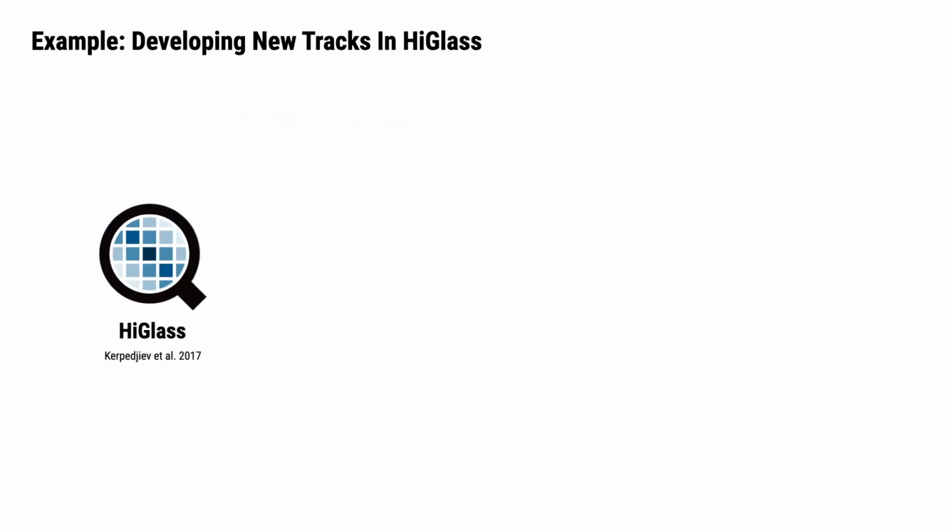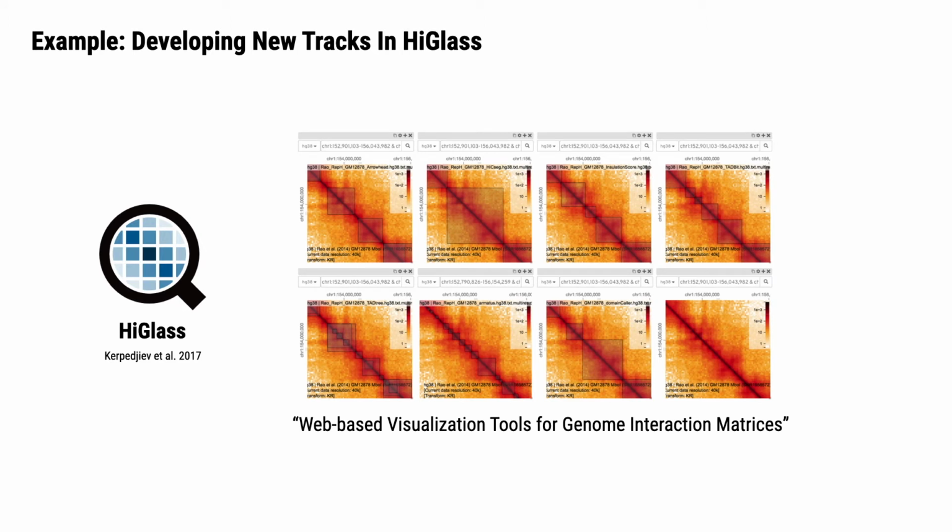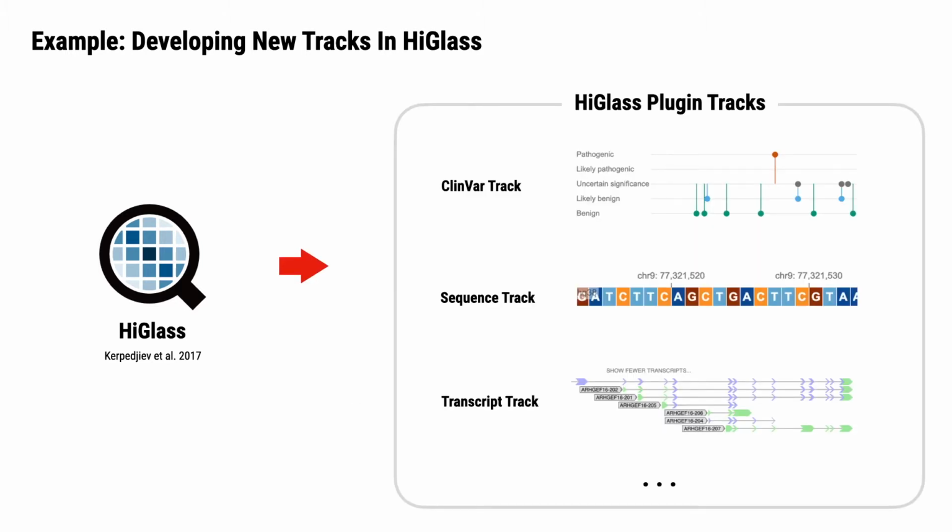For a motivating example, we previously developed a web-based genome browser called HiGlass. It was originally designed for genome interaction matrices with some additional basic visualizations like line chart, bar chart, and gene annotations. However, as the HiGlass community had grown, new visualization needs evolved. This made us implement new HiGlass plugin tracks because existing tracks supported in HiGlass were not able to fulfill the new needs.